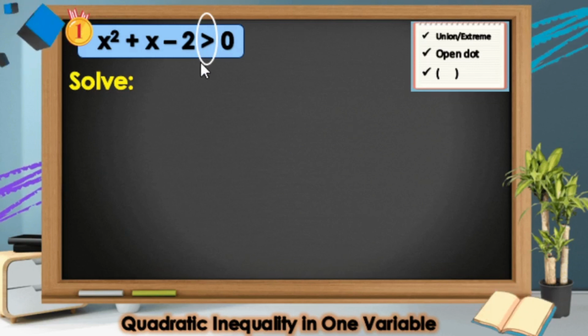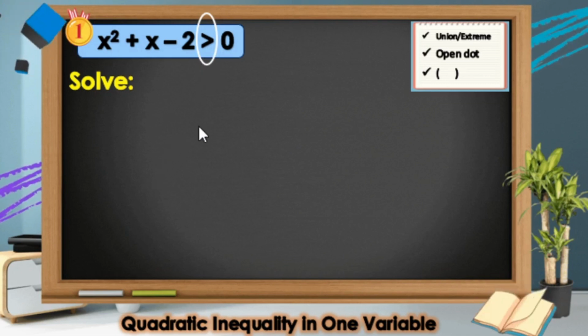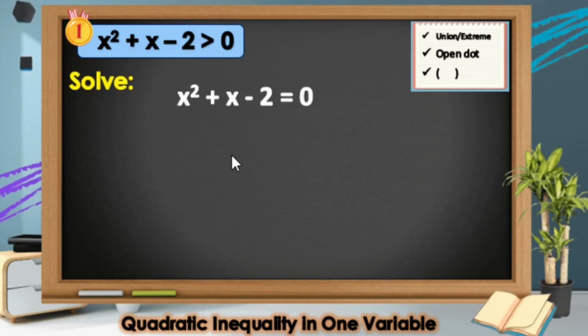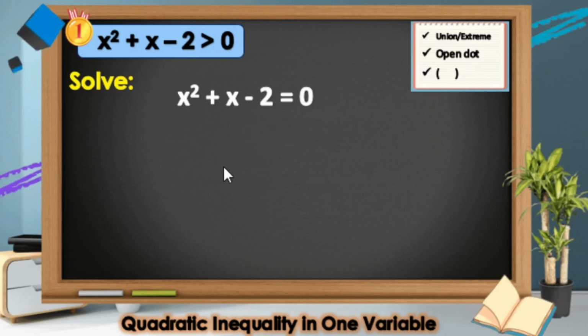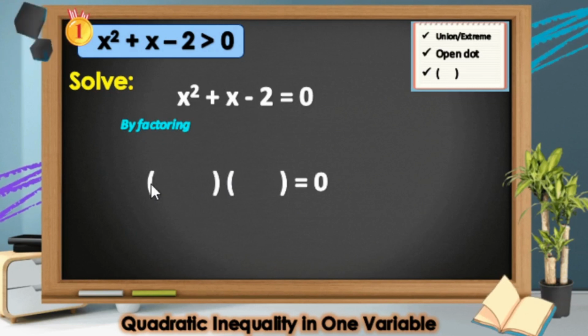Ang sabi sa step, we have to rewrite the inequality, or we have to change the inequality into an equal sign. So, therefore, magkakaroon tayo ng quadratic equation, which is x squared plus x minus 2 is equal to 0. And then, kukunin natin yung solution netong x squared plus x minus 2 is equal to 0 by using factoring. So, magkakaroon tayo ng dalawang binomials. Kukunin natin yung factors na bubuo dyan sa ating binomial.